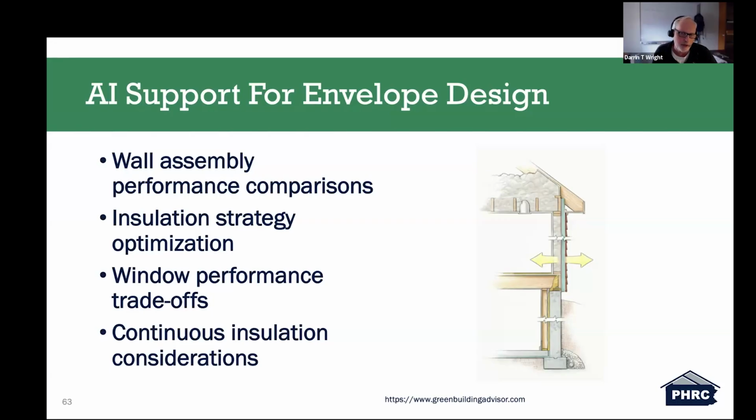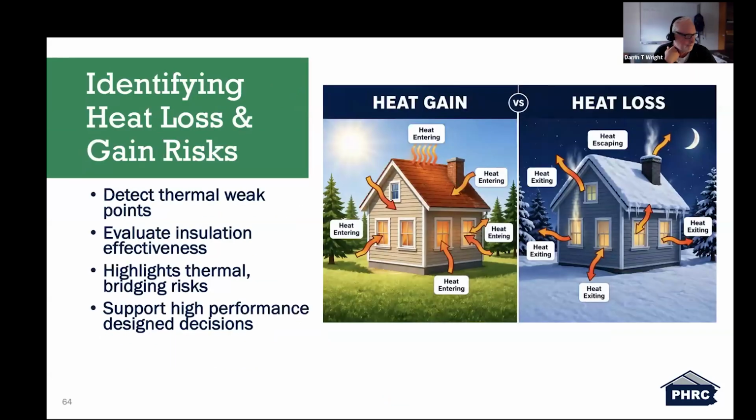If you want to try or go through 3 or 4 different types of wall assemblies, AI can help you generate 3 or 4 different types of assemblies. It can also identify heat loss and gain risks, detect thermal weak points, evaluate insulation effectiveness, highlight thermal bridging risks, and support high performance design decisions.